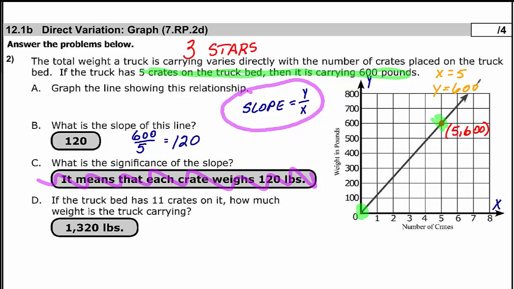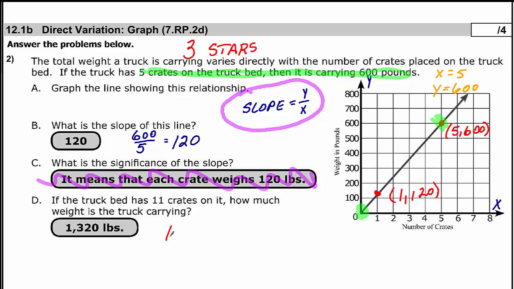That's our slope. The answer to C, the one that I said I wasn't going to grade, is that the slope tells you how much each crate weighs. So if you went back and figured out the weight of 1 crate, if you found 1 right here, that would be the point (1, 120). And then finally, part D, if the truck had 11 crates on it, how much weight is it carrying?